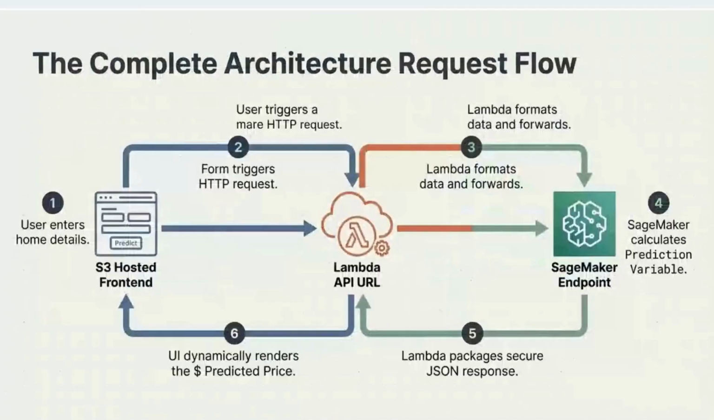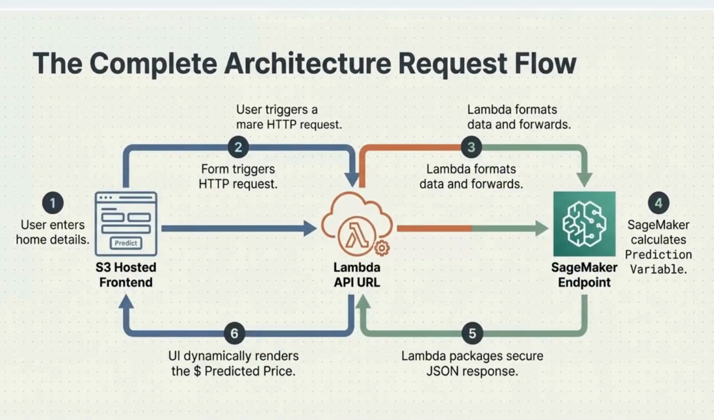So this will be your complete architecture request flow. The user enters the home details, point number one, on the UI. It will generate an HTTP request that will go to the REST API Lambda API URL. With that, it will go to SageMaker to predict it.